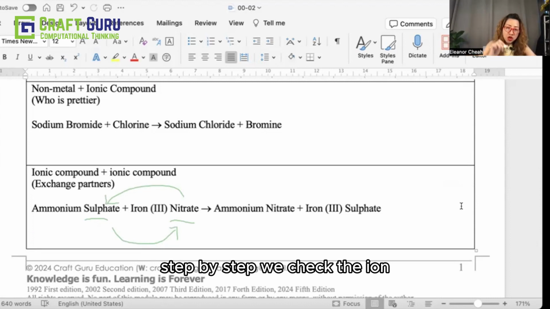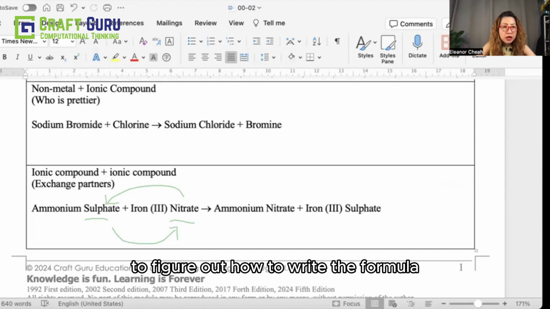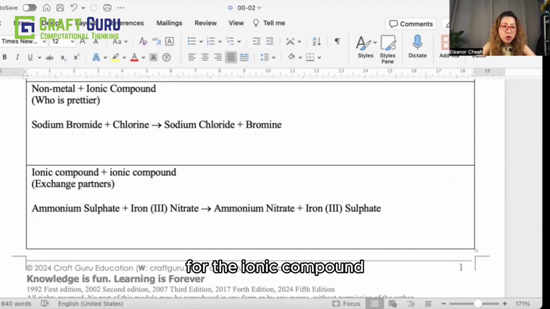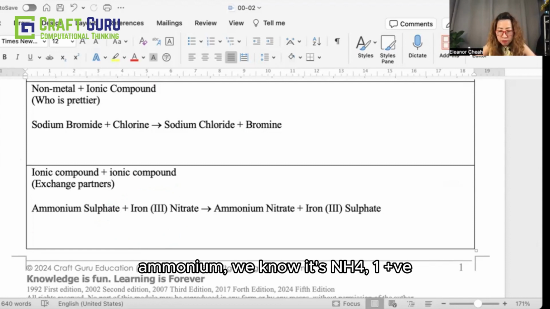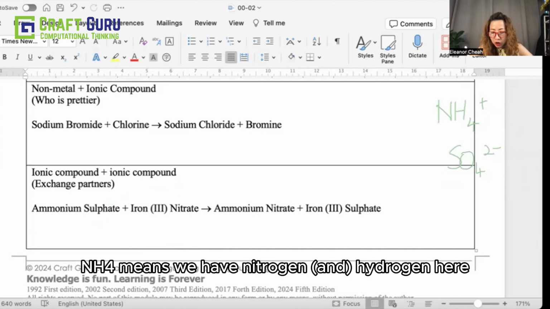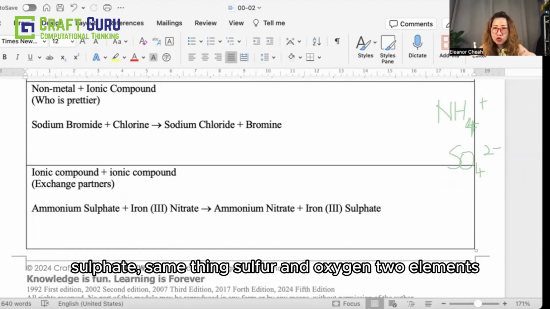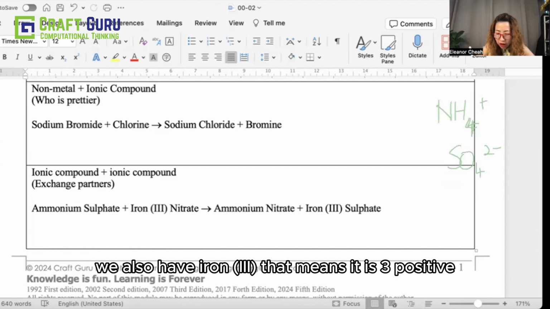Step by step, we check the ion, positive ion and negative ion first to figure out how to write the formula for that ionic compound. Ammonium, we know is NH4, 1 positive. Sulfate, SO4, 2 negative. If you look at the formula, NH4 means we have nitrogen, hydrogen here, 2 elements. Sulfate, same thing, sulfur and oxygen, 2 elements. We also have iron 3, that means it is 3 positive.